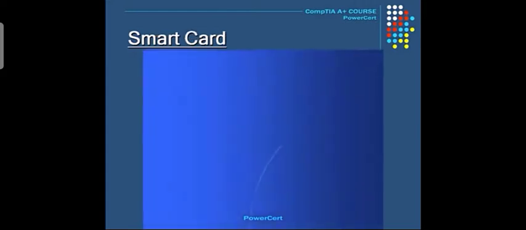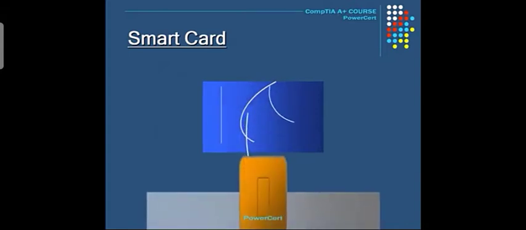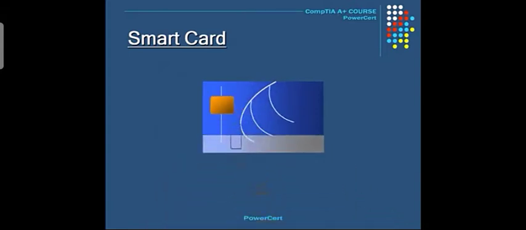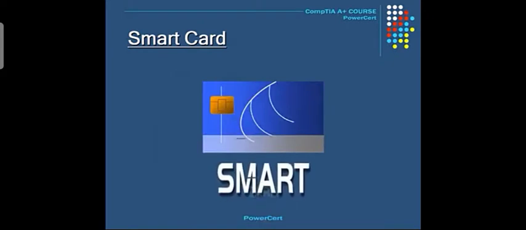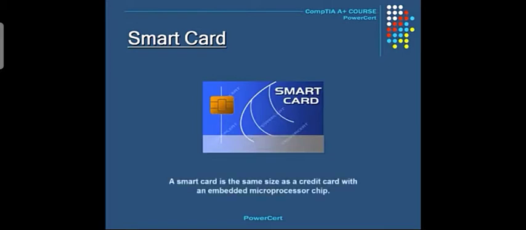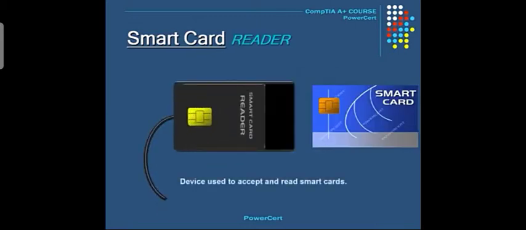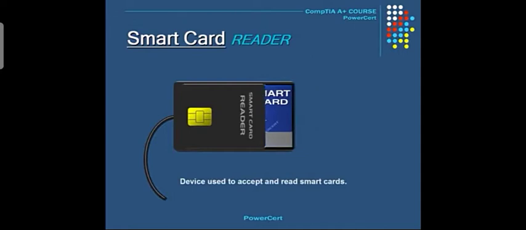One way to prove the identity of a person is by using a smart card. A smart card is a good choice to prove your identity because you always have to have it with you when proving your identification. A smart card is the same size as a credit card with an embedded microprocessor chip. And a smart card reader is a device that is used to accept and read smart cards.